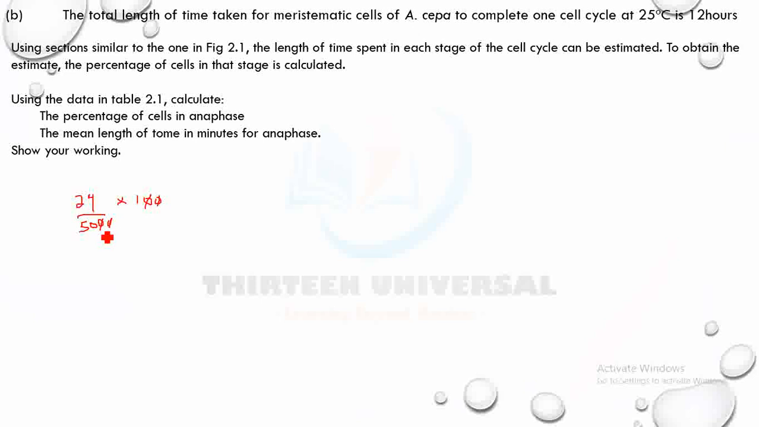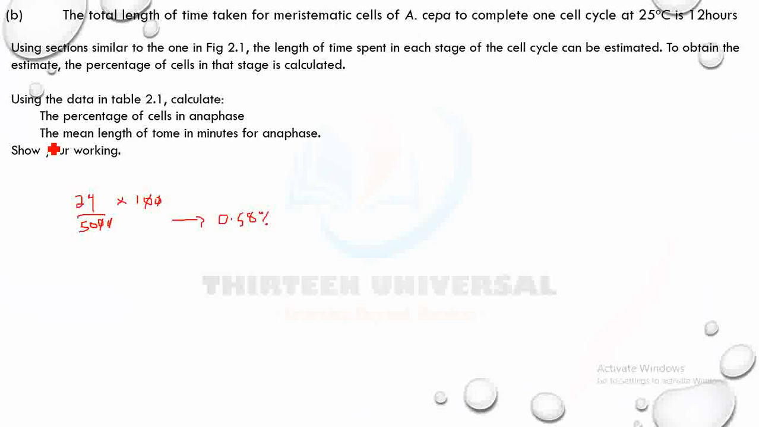Of course, by the time you cancel, the zeros cancel out, right? It will be 29 divided by 50. So the answer is 0.58. So the percentage of cells in anaphase is 0.58%. All right, that's what we got, guys. Now let's go to the next question.